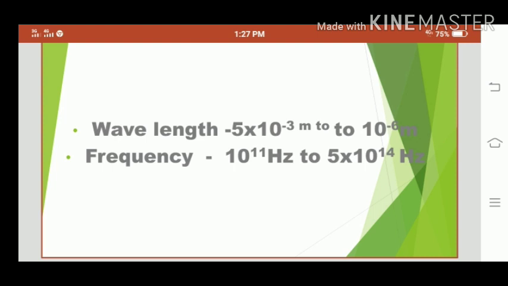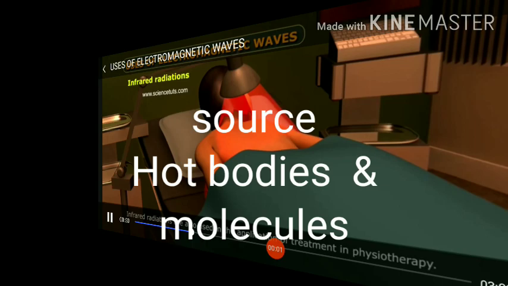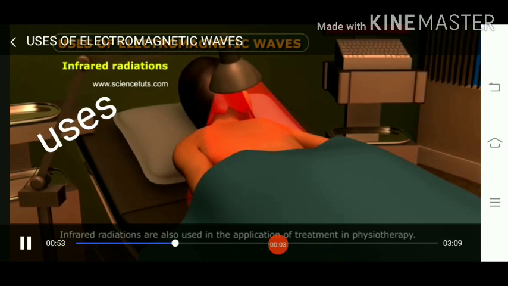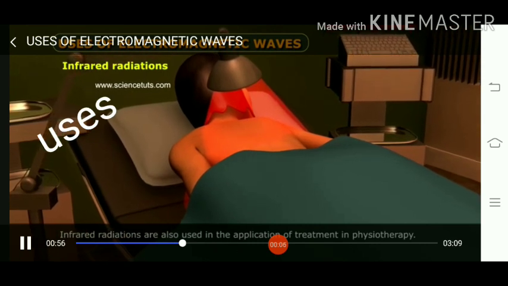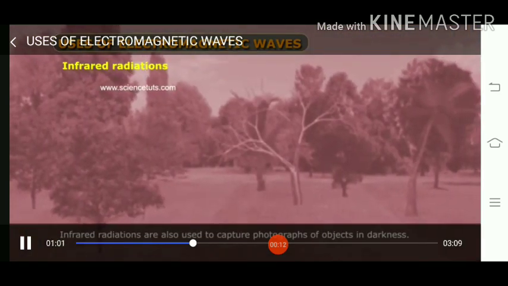Next, infrared waves. They are called heat waves or thermal radiation because they produce heating effect. Its wavelength 5 into 10 raised to minus 3 meter to 10 raised to minus 6 meter, frequency 10 raised to 11 hertz to 5 into 10 raised to 14 hertz. Hot bodies and molecules are the sources of infrared waves. Depending upon the temperature of objects, every object generates infrared waves. Infrared waves are used in physiotherapy and also used to capture photography of objects in darkness.